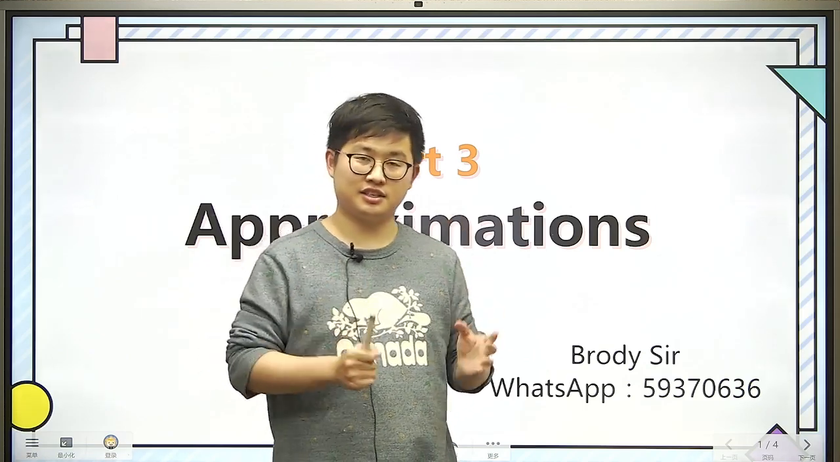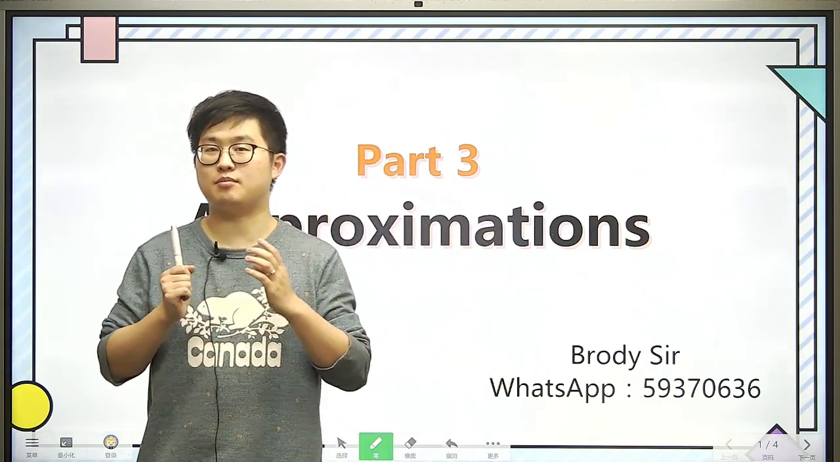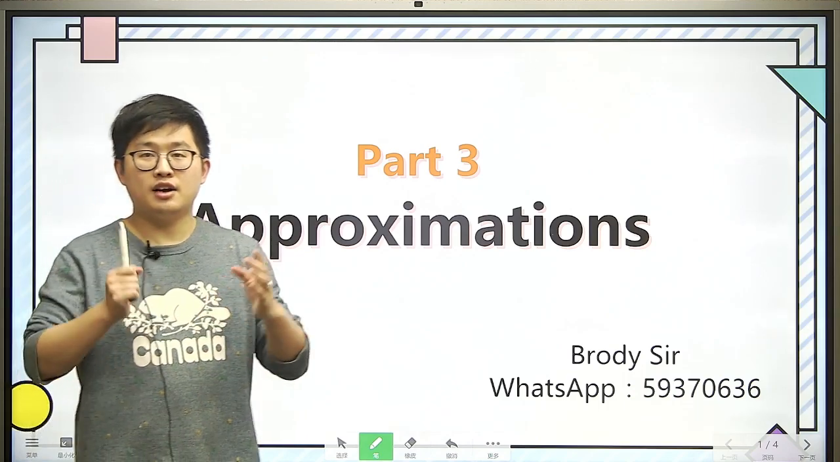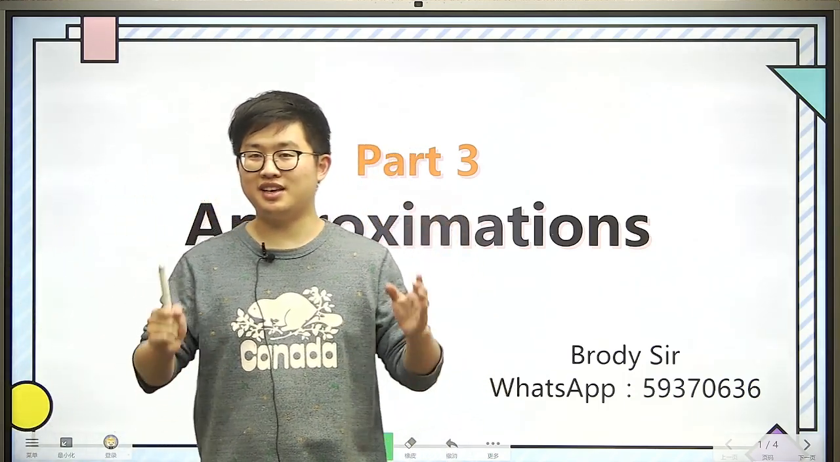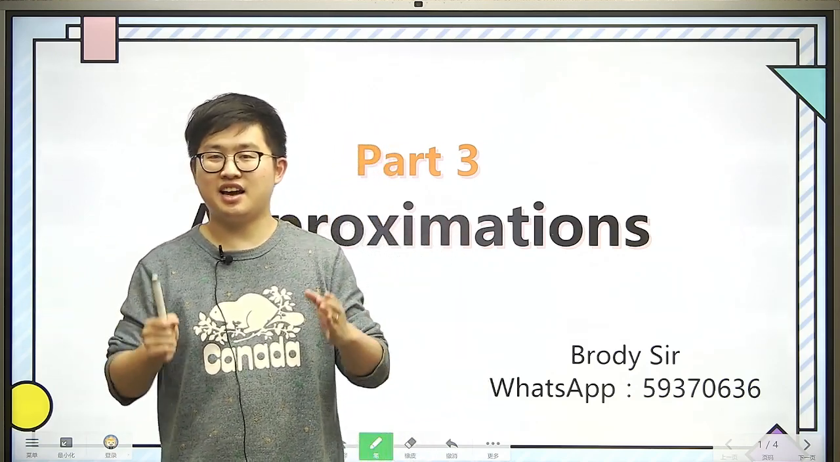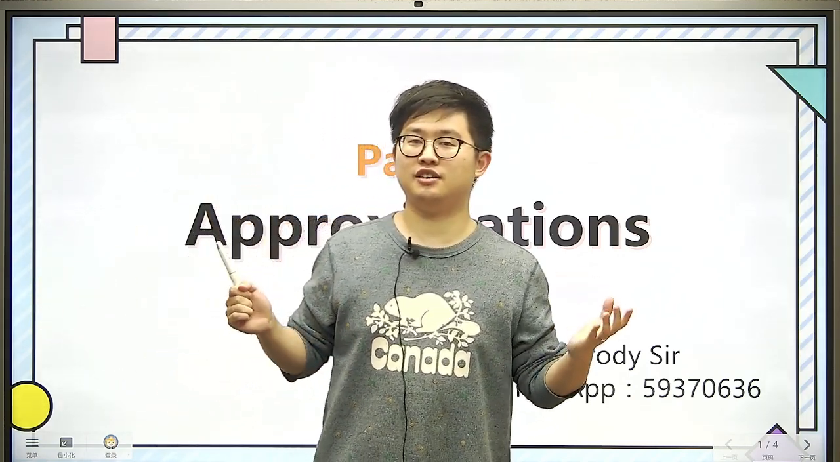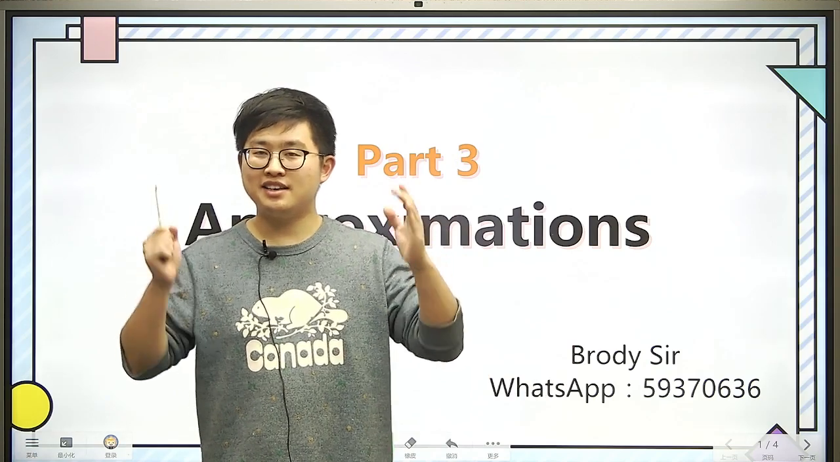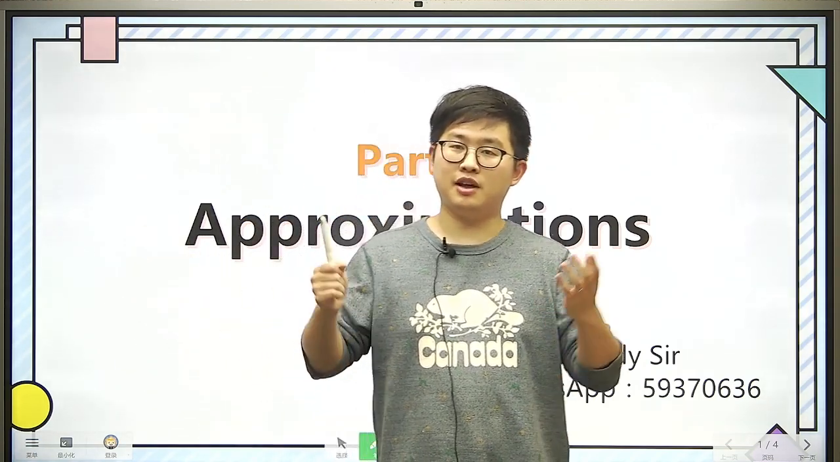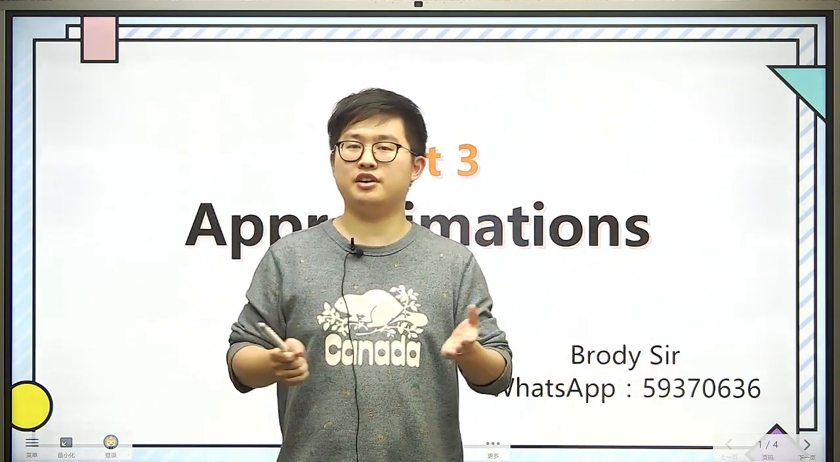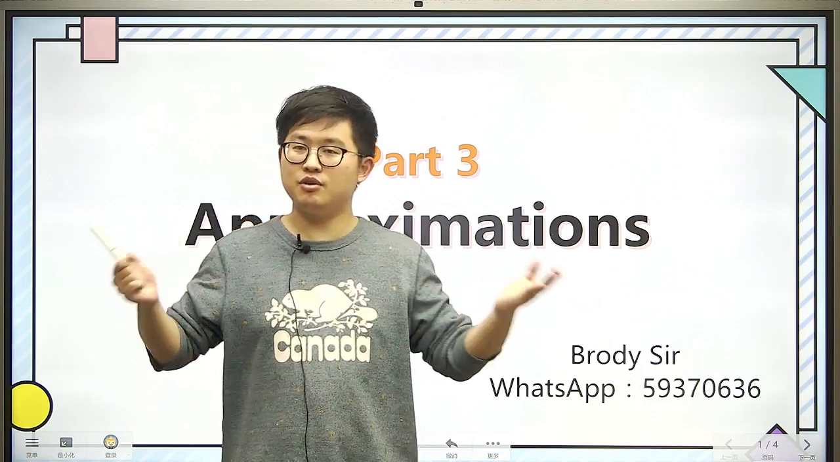Alright, now it's come to part 3, which is approximations. Approximations are used when we don't want to know the exact value or the exact amount of something. We just need to know how many it likely is, right? For example, when we are talking about the population of the whole world, we will say 7 billion. Of course, this number is not accurate, but it will do, right?